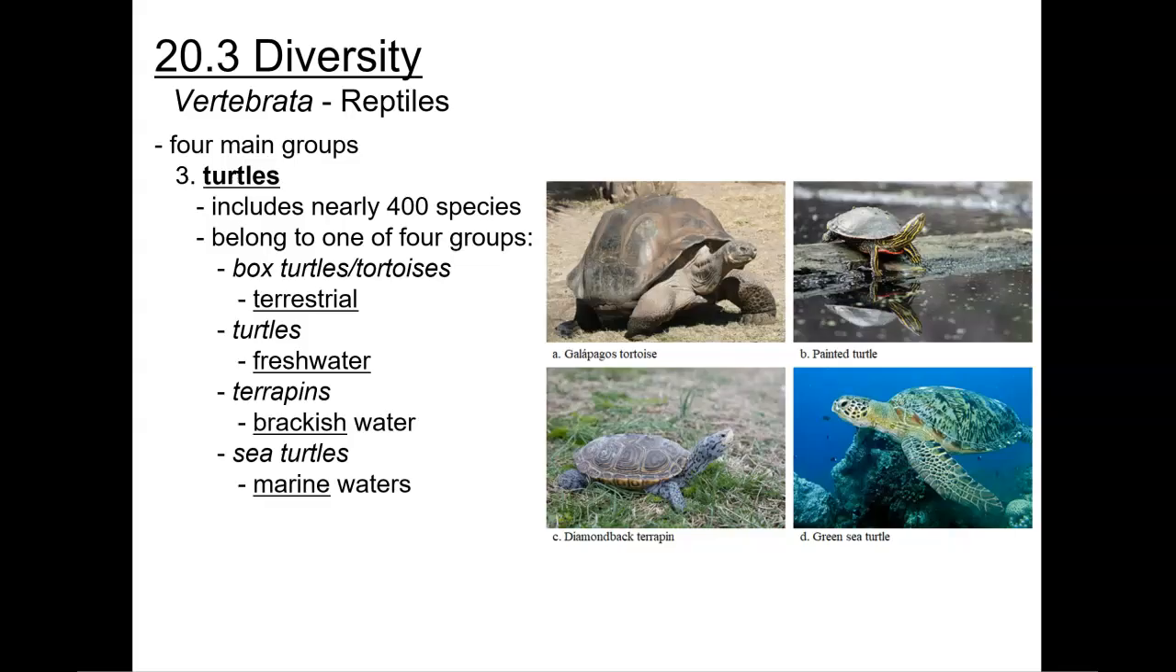The third group is going to be turtles. This includes nearly 400 species. They belong to one of 4 groups. We can have the box turtles, or what we refer to as tortoises. These are terrestrial. These are the ones that we see around our area. You've got turtles, which are going to be found in fresh water. You've got terrapins, which are going to be found in brackish water. That's water that is going to have some salt in it, but is mixed with fresh water. And we have sea turtles, which are going to be in marine waters or salt water.